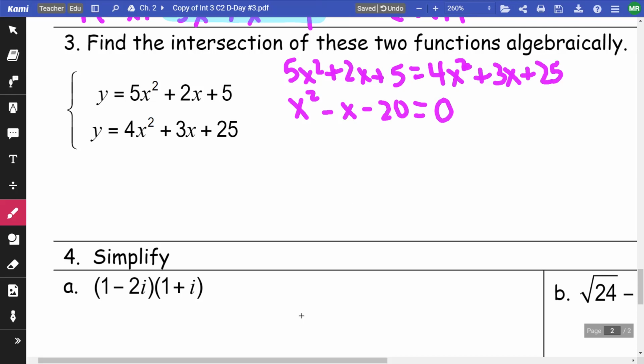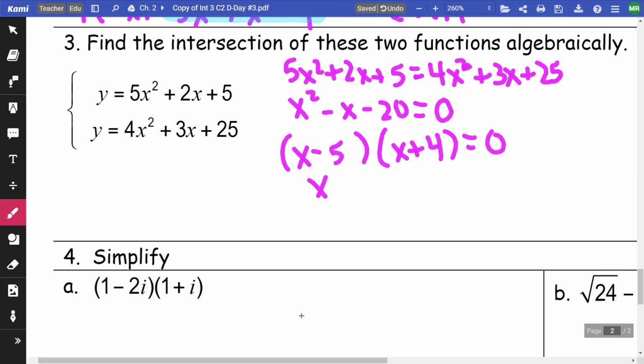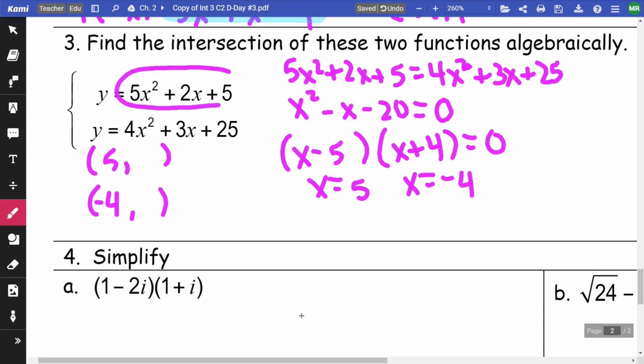Now I'm going to see if I can factor this, and I can. What multiplies to negative 20 and adds to negative 1? That's going to be a negative 5 and a positive 4. So I'm going to get x equals 5 and x equals negative 4. When you have two parabolas, they can meet in two spots. That's what's happening here. So I'm going to have 5 comma something as one answer and negative 4 comma something as the other answer. I am going to put 5 into one of the equations, let's say this one, and then I'm also going to put negative 4 into it.